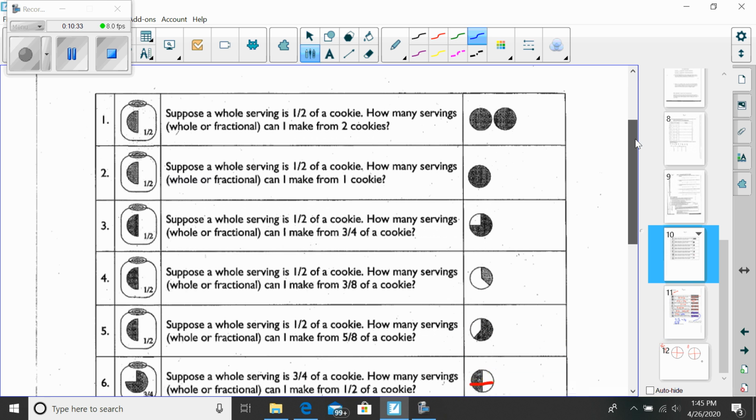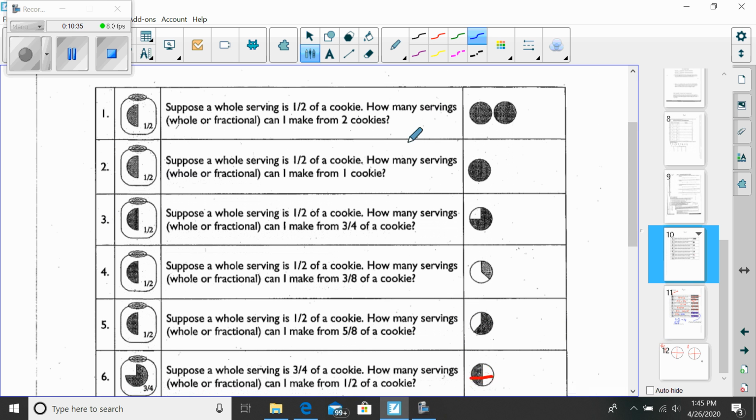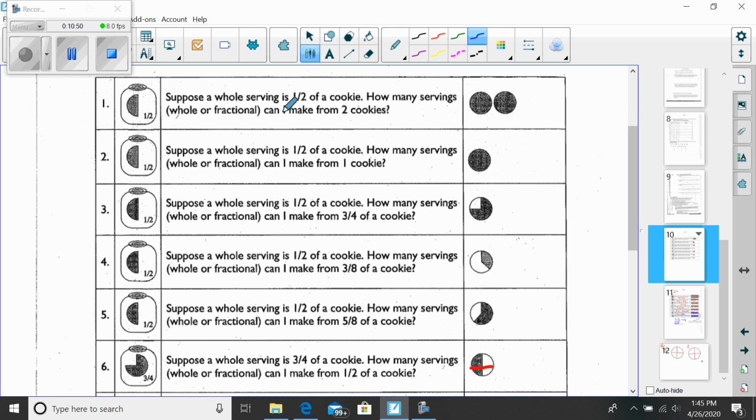All right, the numbering starts over again with example 1, example 2, and so on. All right, so on this page, again, we start very easy. Some of the latter problems are where I'm really going to show you support for the common denominator approach. Okay, so a whole serving is half a cookie. How many can I make from 2 cookies? All right, this is similar to ones we did on the back.